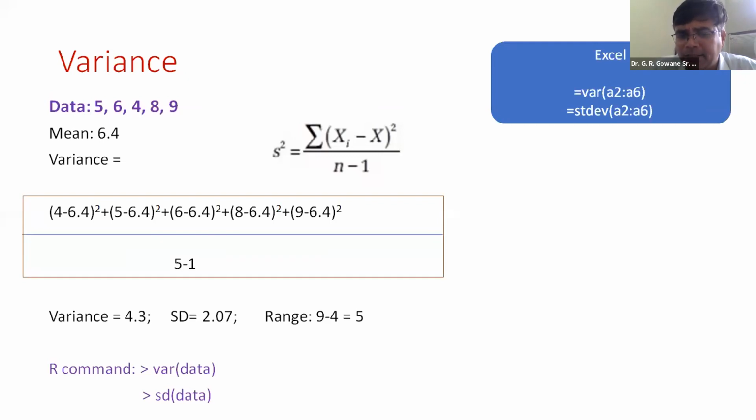Now how to obtain this statistic using Excel? In Excel, you can just type is equal to VAR, followed by the data. You will have your data spread in your Excel sheet, and you can use that data with the command is equal to variance to obtain the variance. At the same time, you can write is equal to STDEV, which is standard deviation, and again the range of the data.